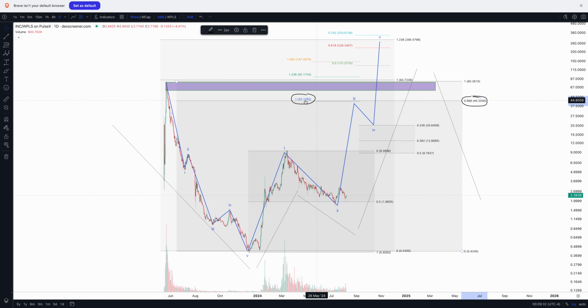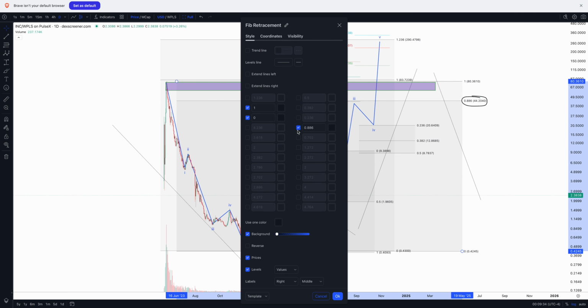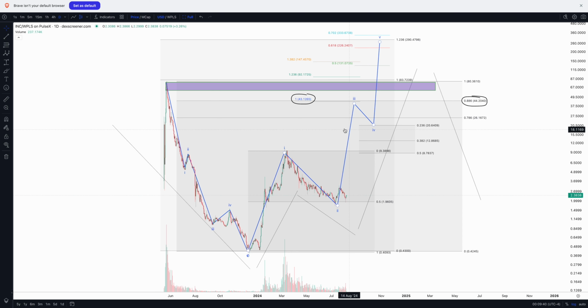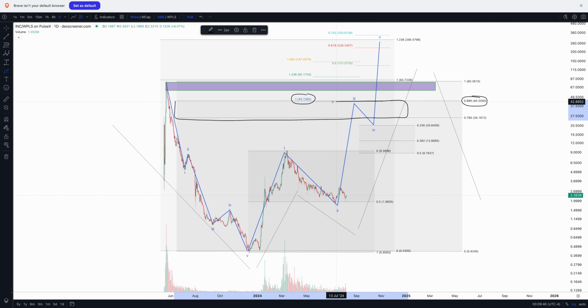Okay, another fib to also be mindful of is the 78.6% fib right over here, sitting at $26. So within this region over here, you would want to start to be cautious. Okay, and especially as we approach this last all-time high that we had.